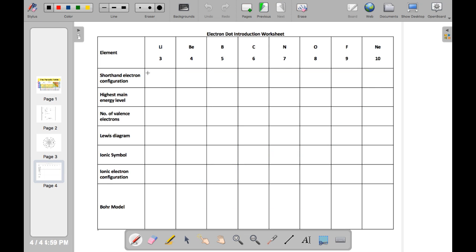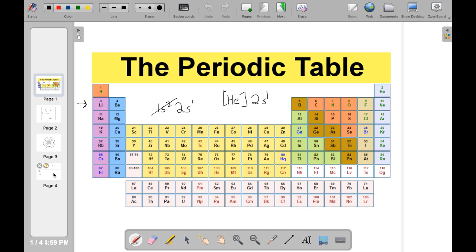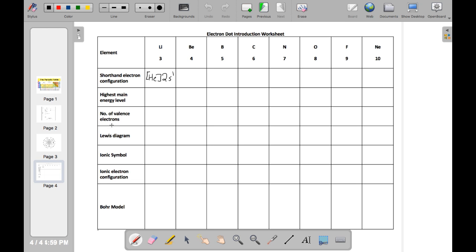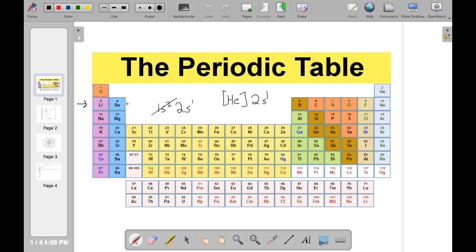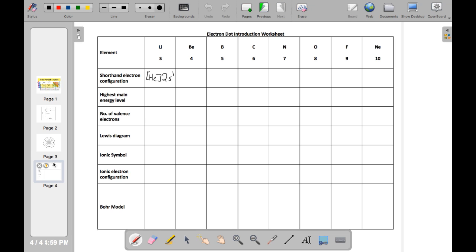Let's see if I can fit that in here. Helium 2s1. Okay, well that seemed easy enough. Now I have to go on to beryllium. Well, I just add one more electron for beryllium because I'm going over to the right. I'm just adding electrons, so I can easily put helium 2s2. Now I'm going to go to the p subshell.